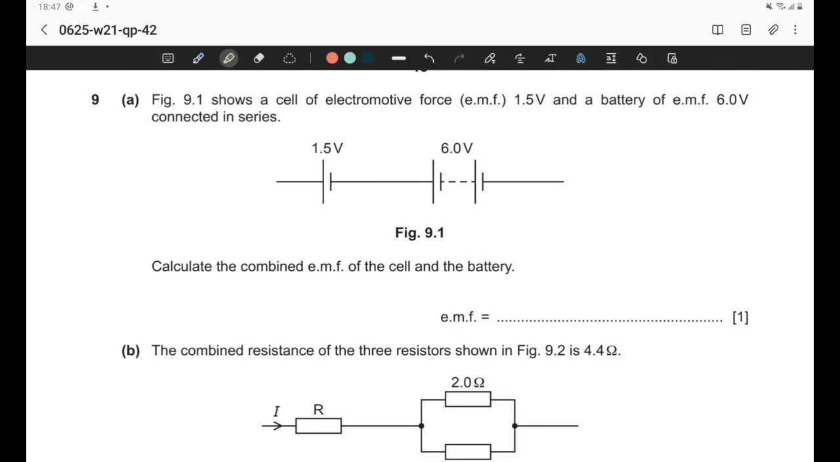Question 9 part A. Figure 9.1 shows a cell of electromotive force 1.5 volt and a battery of EMF 6 volt connected in series. Calculate the combined EMF of the cell and the battery. This is a very easy question. One cell and a combination of cells, that is a battery, are connected in series. So the total EMF will be the sum of all individual EMFs. So the total EMF will be 1.5 plus 6 volt. So we will get 7.5 volt. So that is the correct answer.